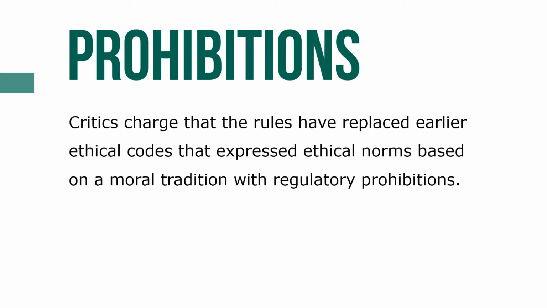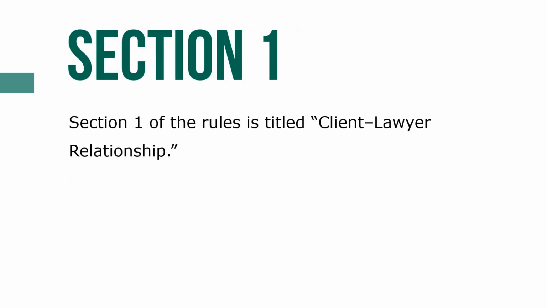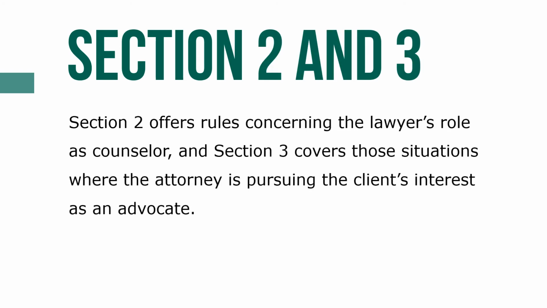Critics charged that the rules have replaced earlier ethical codes that expressed ethical norms based on a moral tradition with regulatory prohibitions. Section 1 of the rules is titled Client-Lawyer Relationship. This section offers rules that require an attorney to maintain a level of competence in his or her field and to not take cases that are beyond his or her expertise. Section 2 offers rules concerning the lawyer's role as a counselor, and Section 3 covers those situations where an attorney is pursuing the client's interest as an advocate.